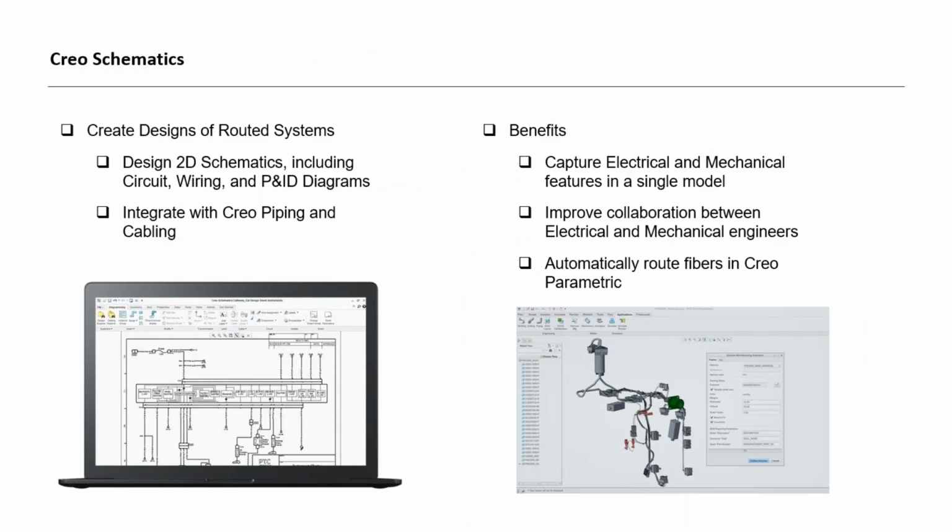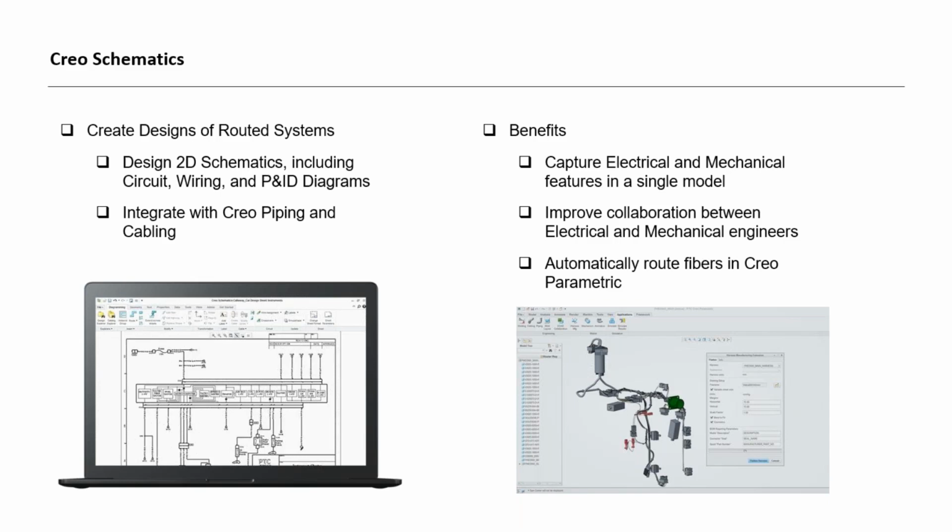So just a very rough overview of schematics. Schematics is an entirely 2D application, whereas Creo Parametric, as I'm sure you know, is 3D. Others like Illustrator are also 2D. Schematics is 2D only. And the purpose of schematics is to create circuits, wiring, or P&ID diagrams for electrical, harness, piping work, and some other applications that generally fall under those two categories of electrical and piping.